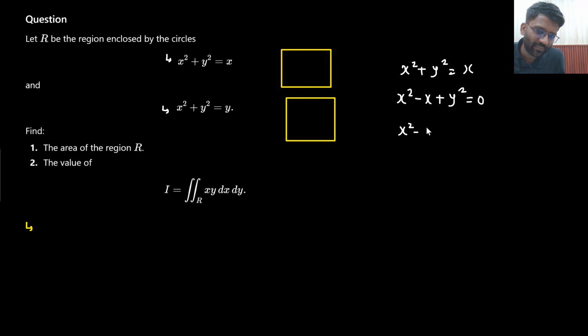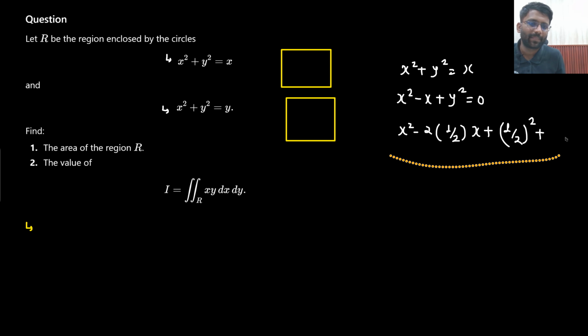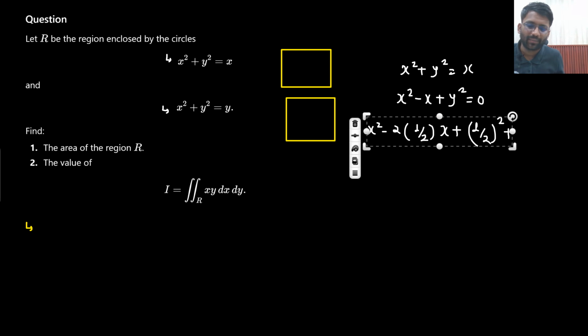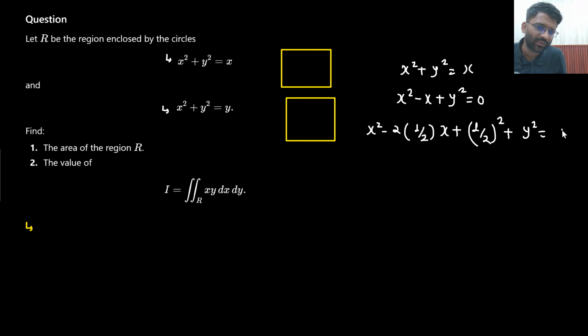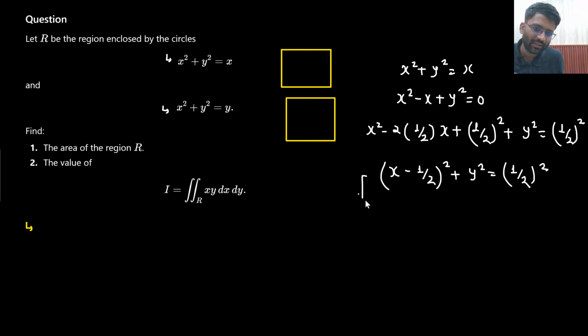This could be written as x square minus 2ab, right? Plus 1 by 2 whole square. I am just adding 1 by 2 whole square on both sides. So what are you getting? You are getting x minus 1 by 2 whole square plus y square equals 1 by 2 whole square. So this is nothing but a circle with center 1 by 2 comma 0 and radius of 1 by 2.